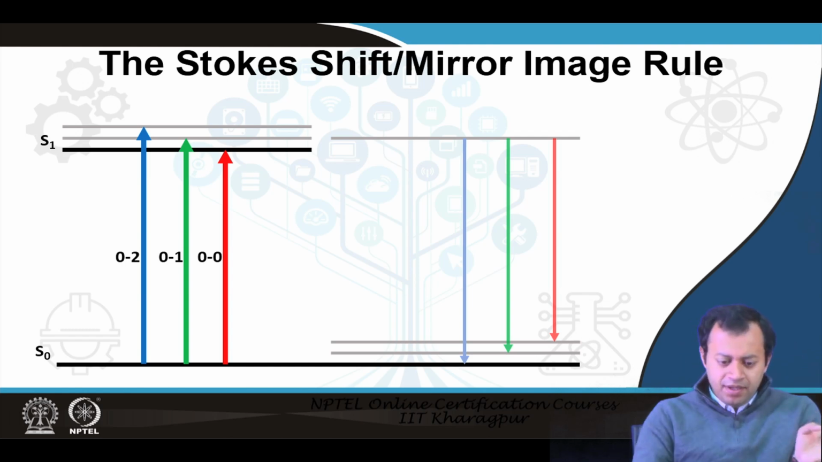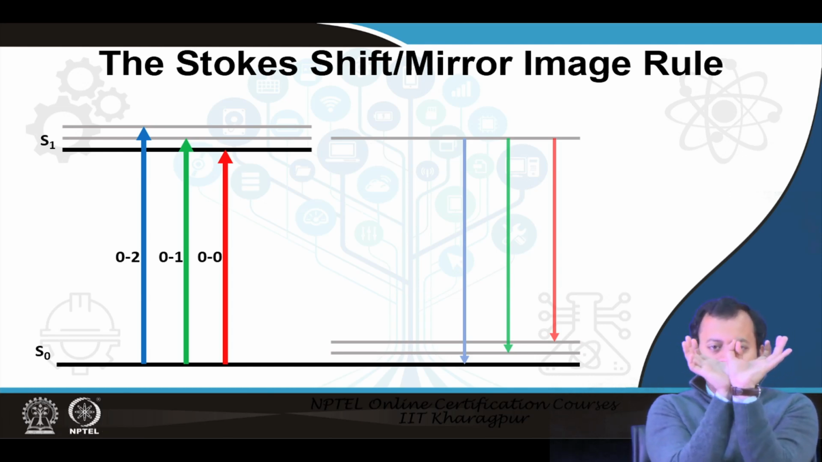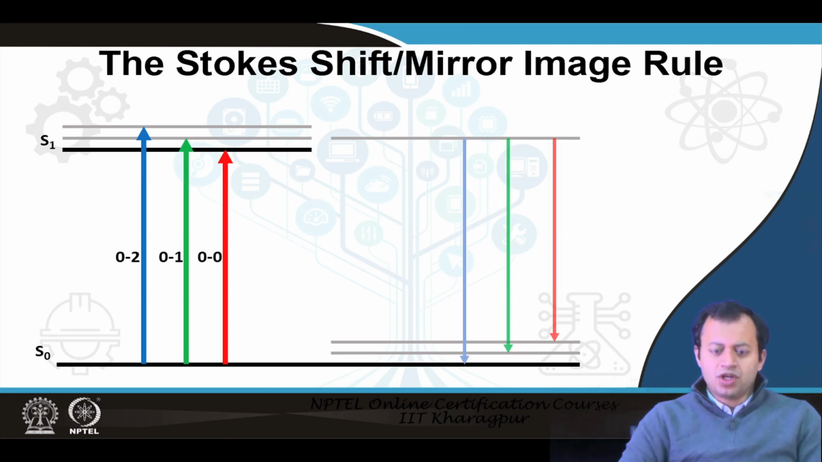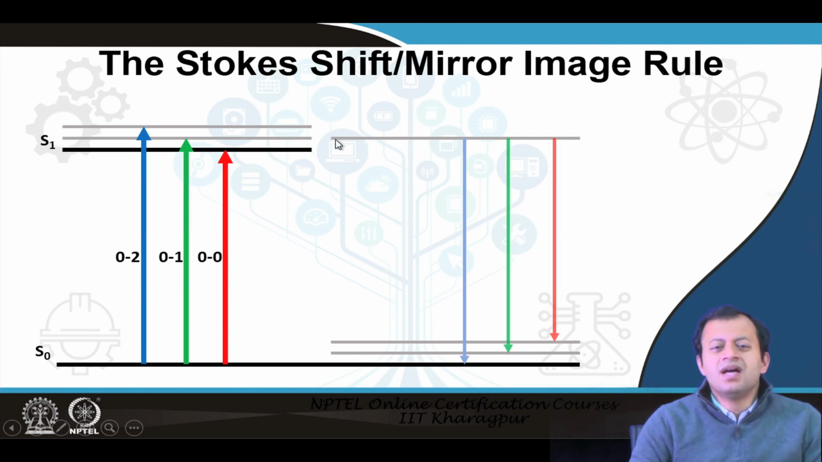There is going to be a gap, because the electron that has moved up here has come down this side, but there is going to be a mirror symmetry, a symmetrical image between emission and absorption. The mirror image rule is several times violated. It is not always the case that the arrangement of energy levels in this case and this case will be the same.